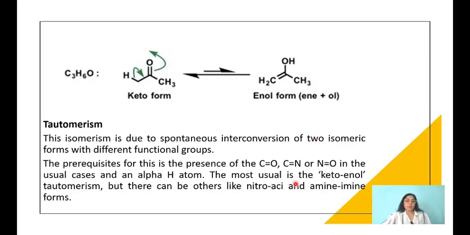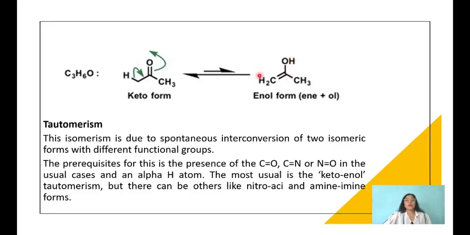Now coming to tautomerism. What is tautomerism? In this, there is interconversion of two different isomers, and it is spontaneous. For example, the keto form, meaning the compound having a ketone, C double bond O, can be interconverted into the enol form. Enol means 'en' having a double bond and 'ol' meaning OH.